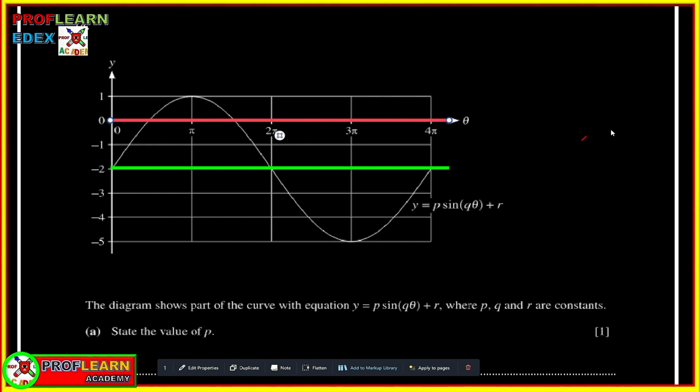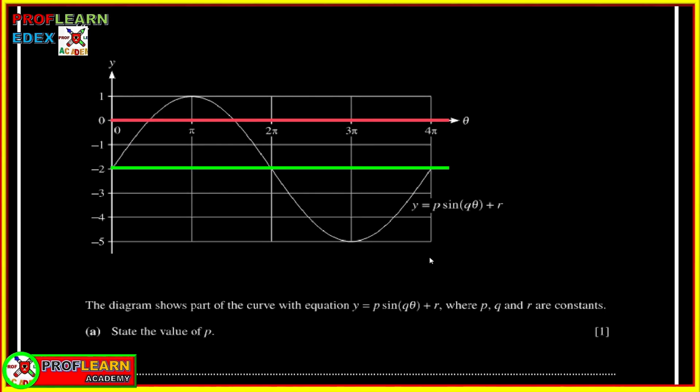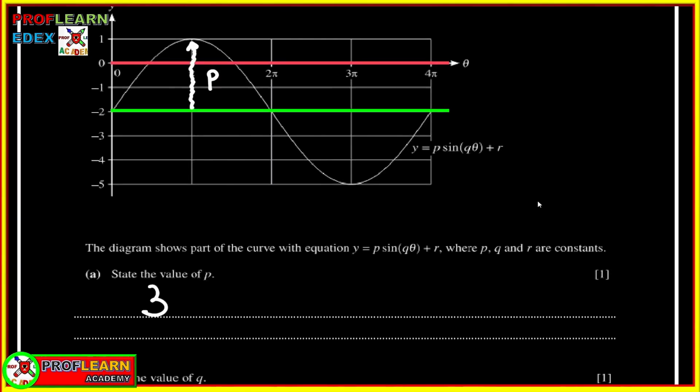-2 steps down. So in this particular question, you are supposed to state the value of p, and actually the value of p is the amplitude. P is the amplitude of the wave, the maximum displacement from the mean position, so this is going to give us the amplitude, and that's going to be 3, because if you look from -2 to 1, how many units do you have? You have 3 units. So p is the number or the variable in front of the sine, which represents the amplitude of that wave.